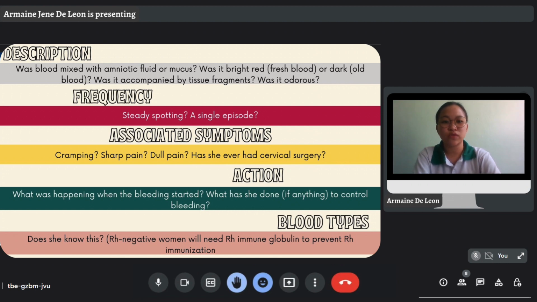We're going to ask also for associated symptoms like cramping, sharp pain, dull pain, or has she ever had cervical surgery? And in the action, what was happening when the bleeding started? What has she done to control bleeding? And last, we are going to ask the blood type of the patient. Does she know this? An Rh negative woman will need Rh immune globulin to prevent Rh immunization.